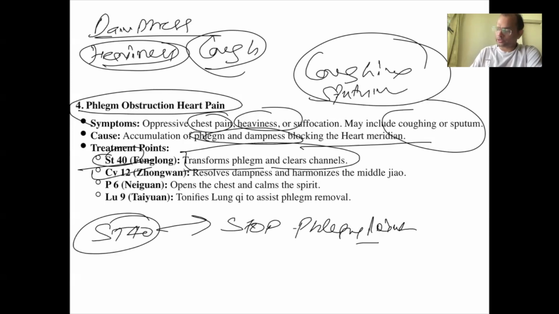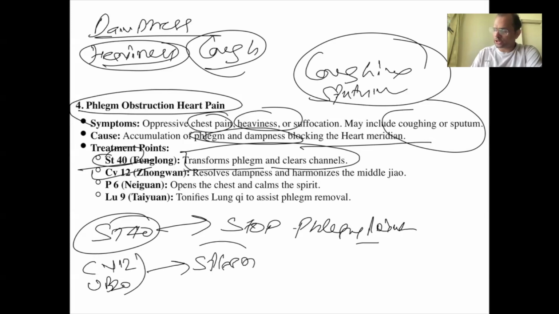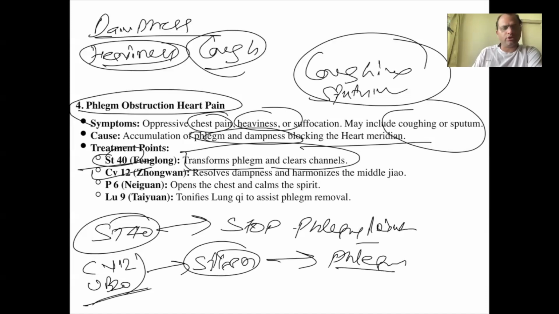Then CV12 is one of the great points. We know the CV12 and the UV20, these two points are for the spleen. And if you strengthen the spleen, then we can reduce the phlegm. So we are taking CV12. We can even take UV20. हम UV20 भी ले सकते हैं.